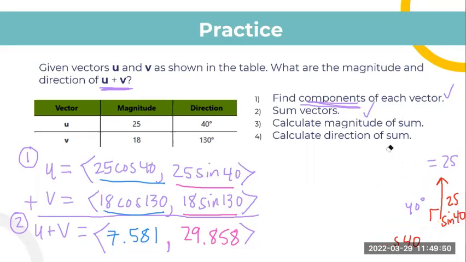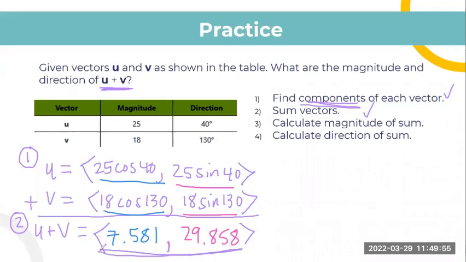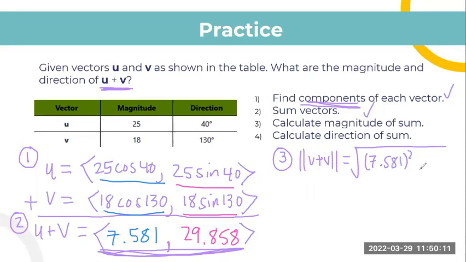And then steps 3 and 4: now that I have that vector sum, I'm only looking at the sum vector. Now I can calculate the magnitude and the direction. So for the magnitude of u plus v, it's the square root of my x squared plus my y term squared. I get 30.806 for my magnitude.